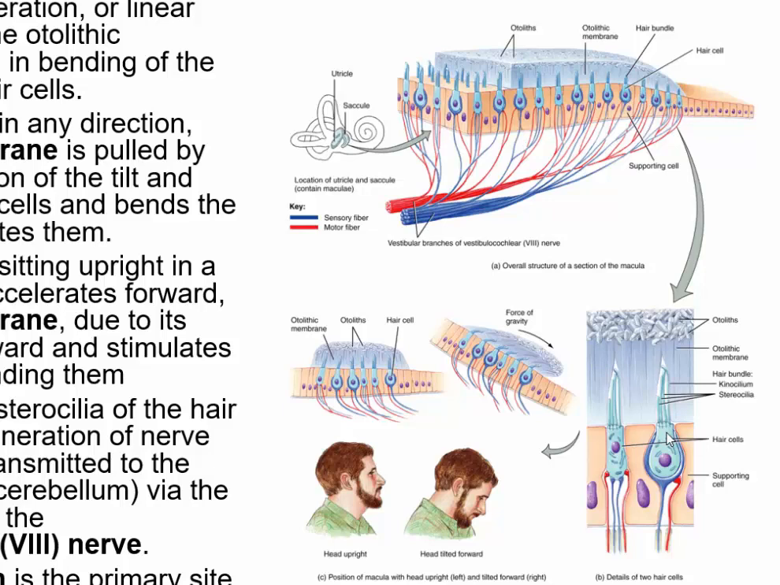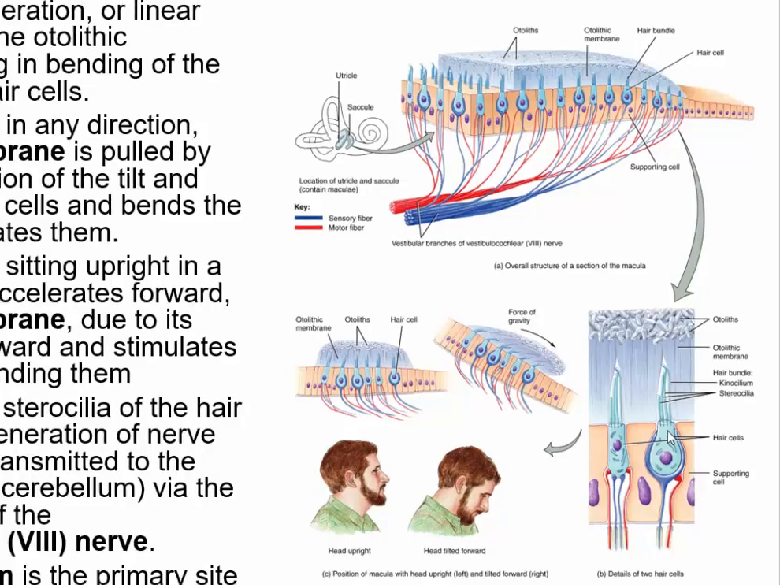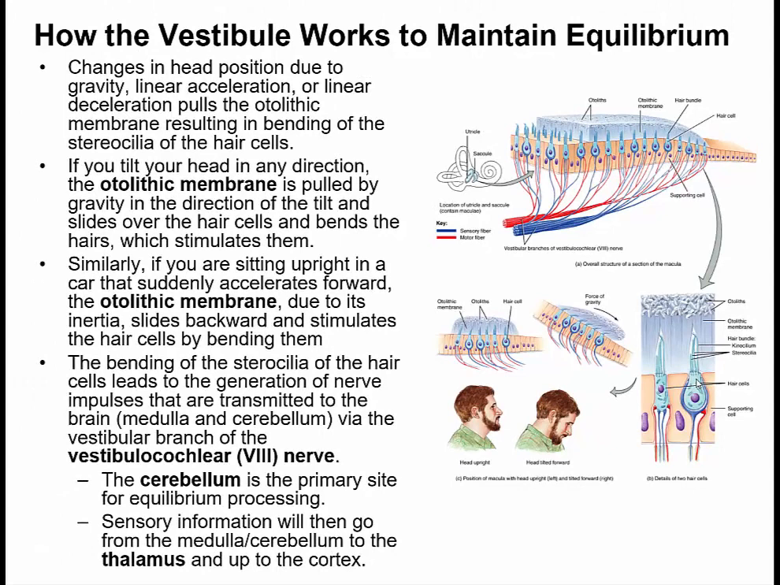These action potentials are transmitted to the brain, the medulla, the cerebellum, via the vestibular branch of the vestibulocochlear nerve, which is cranial nerve number 8. And as it goes in, the cerebellum is going to be the primary site for equilibrium processing. And sensory information will then go from the medulla and the cerebellum to the thalamus and up to the cortex.